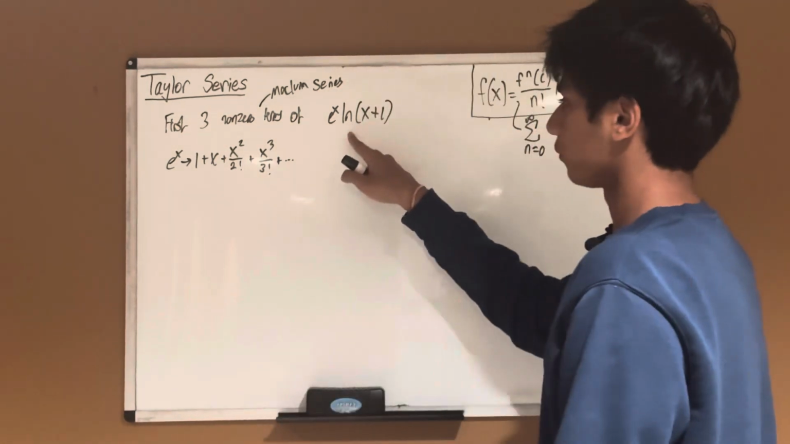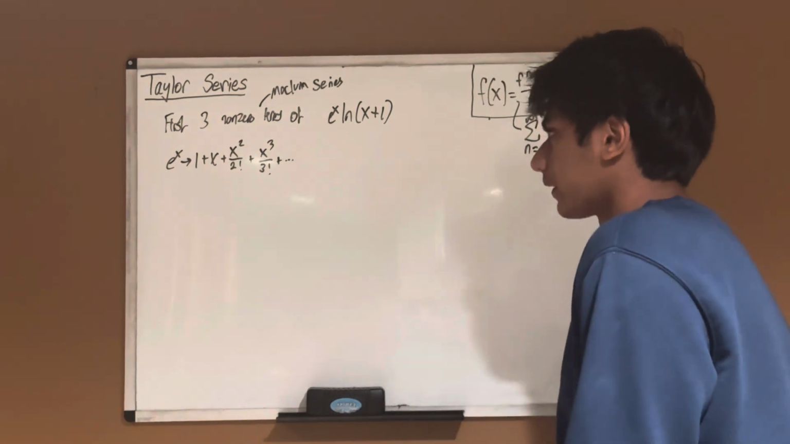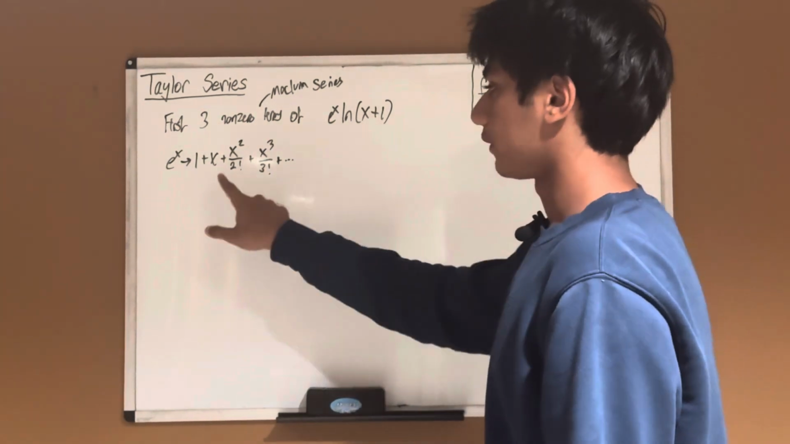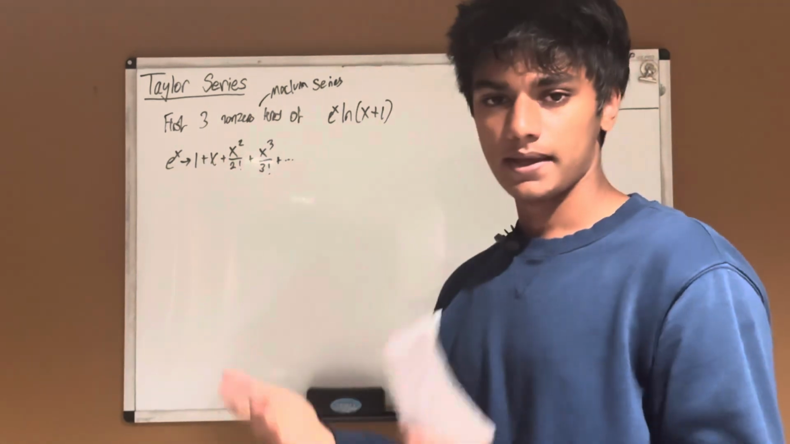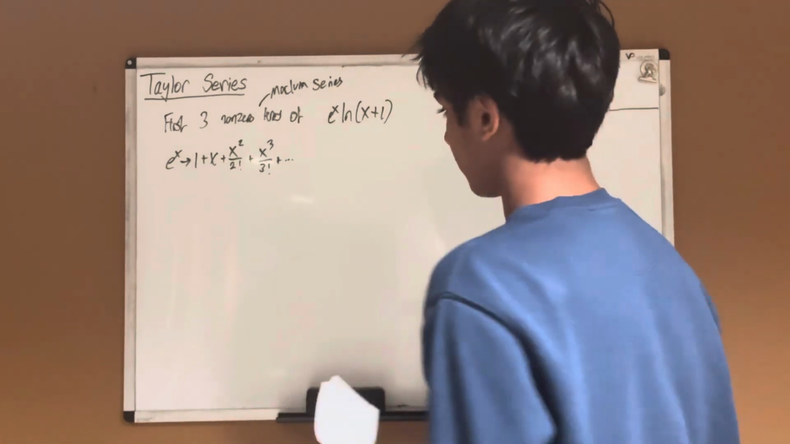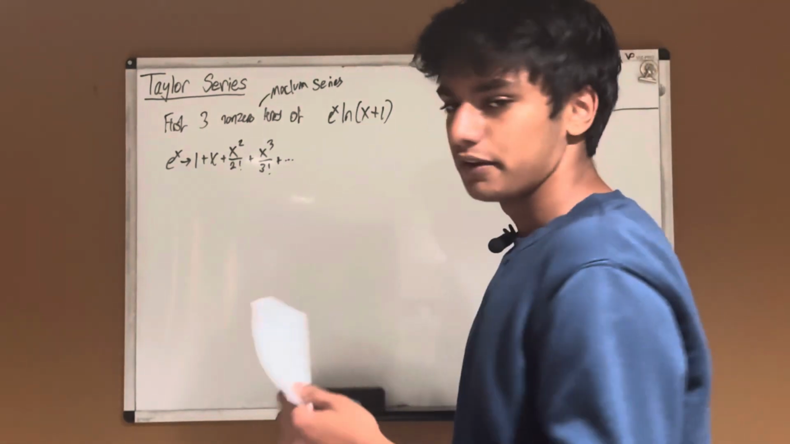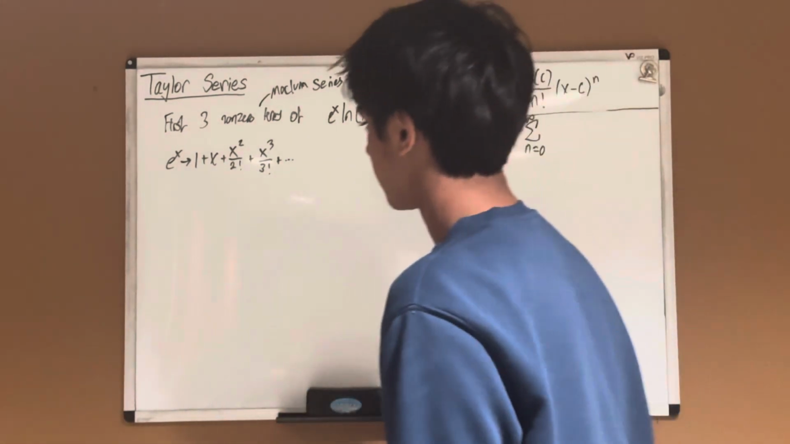Next, we need to find the Maclaurin series for ln of x plus 1. Because again, the idea is we're going to find e to the x, we're going to find ln of x plus 1, and then we can multiply them together by just using basic algebraic multiplication. Okay, so ln of x plus 1, we don't know what that is, so we'll use a table.